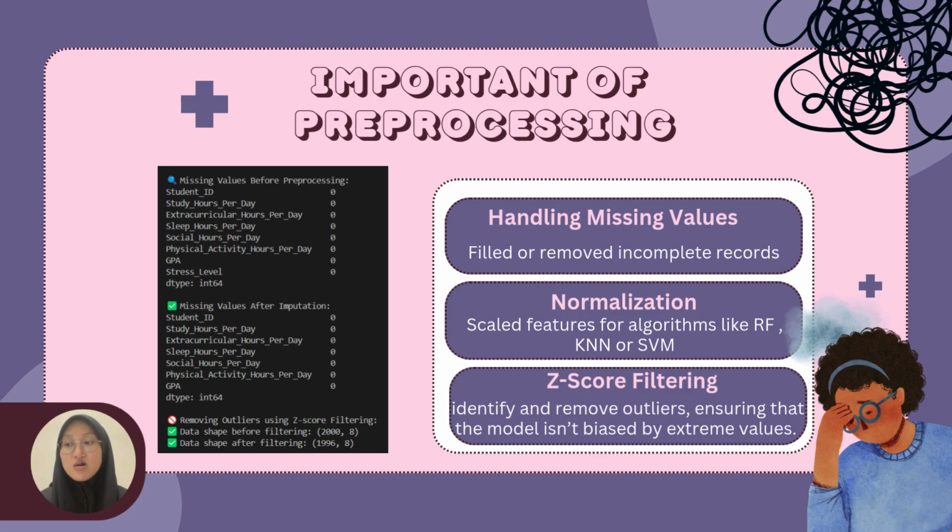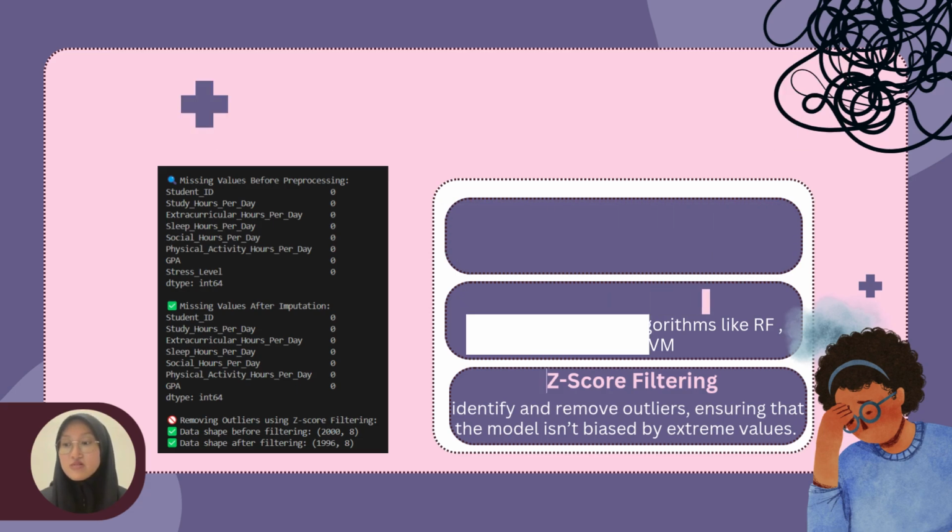We calculate the Z0 to measure how far each data point is from the mean in terms of the standard deviation. And the last one is we use normalization and scaling. We noticed that some features like study hours and academic score had very different ranges. To make sure all the features contribute equally to the model, we apply min-max scaling to bring the values into the same scale.